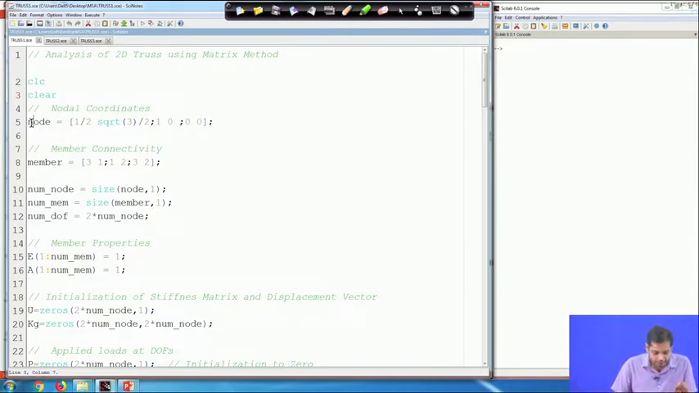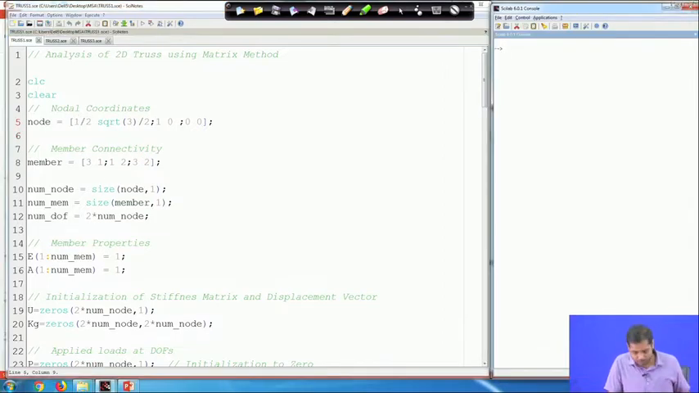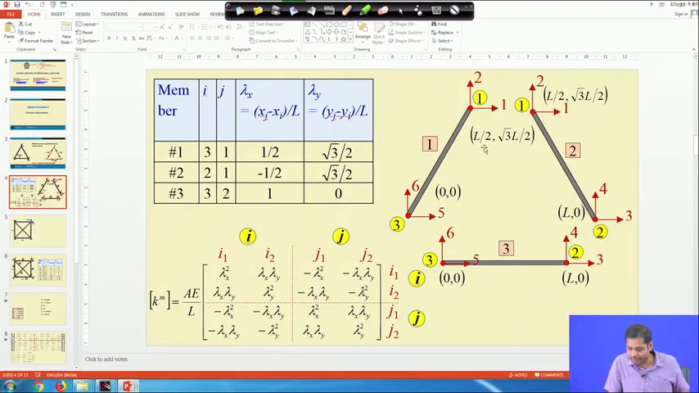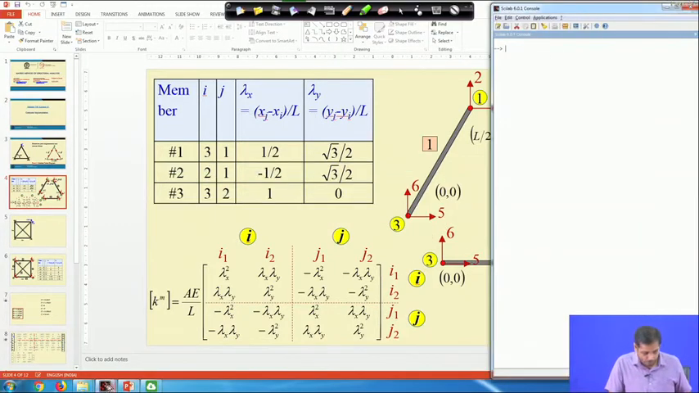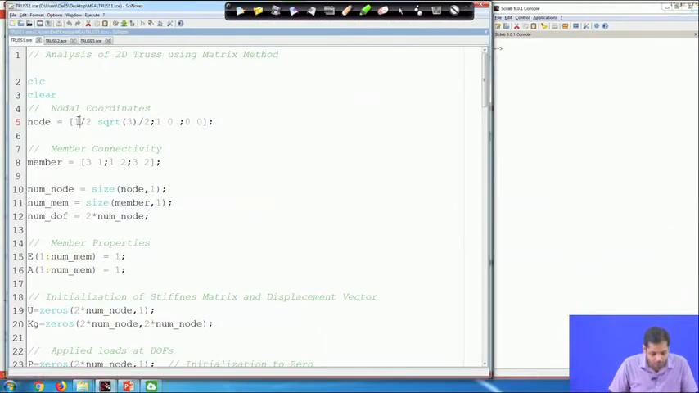Now, node, in this case, is the coordinates of each node. So, we have 3 nodes. The first node is node number 1. Node number 1 is this node, whose coordinate is L by 2, root 3 L by 2. The coordinate of node 2 is L 0. In this case, node 3 is 0 0. This is the x coordinate of the node and this is the y coordinate.